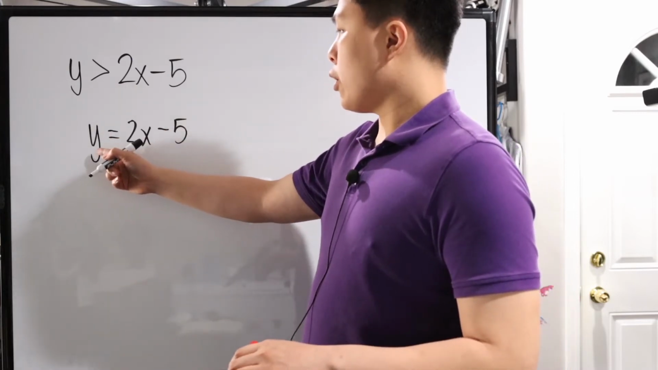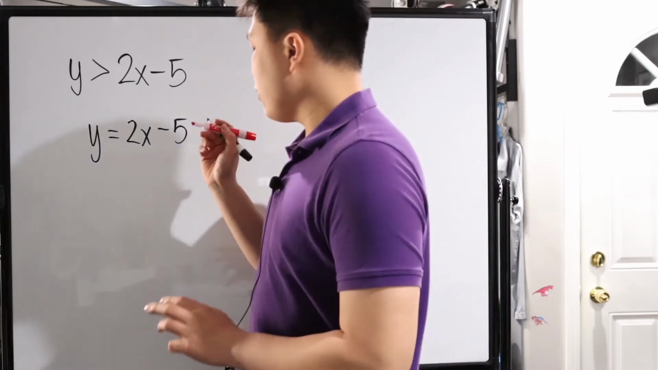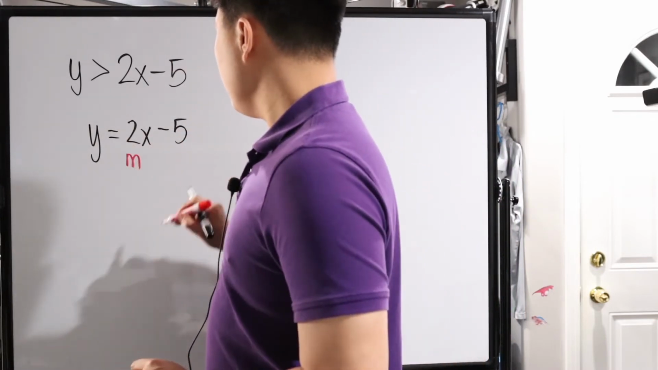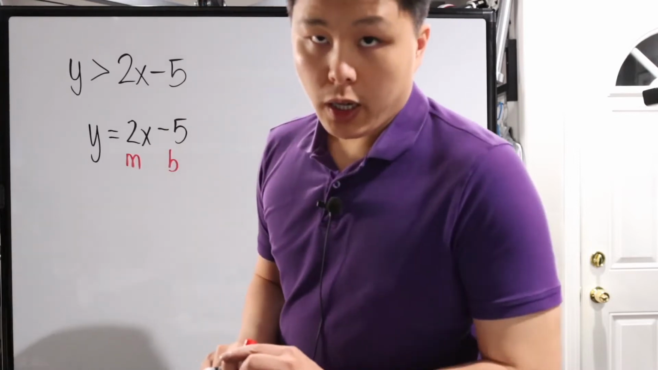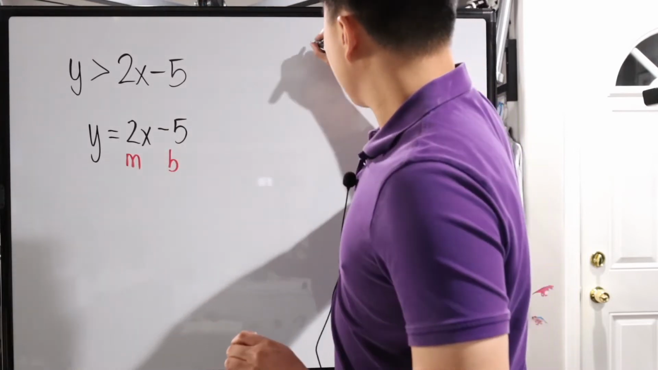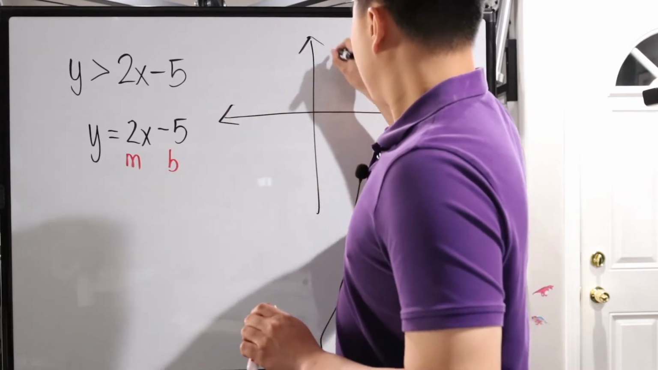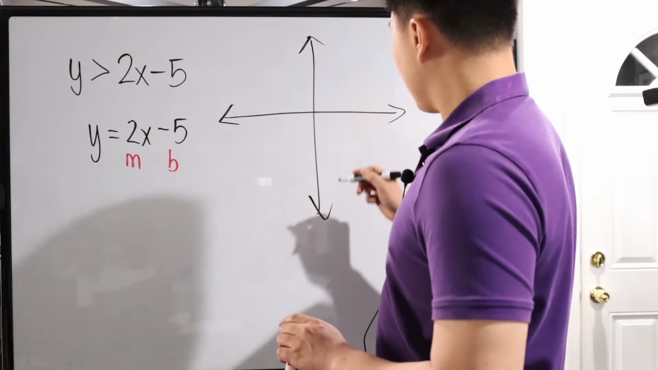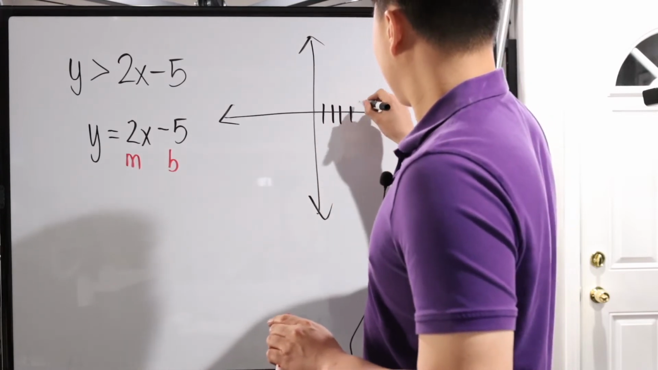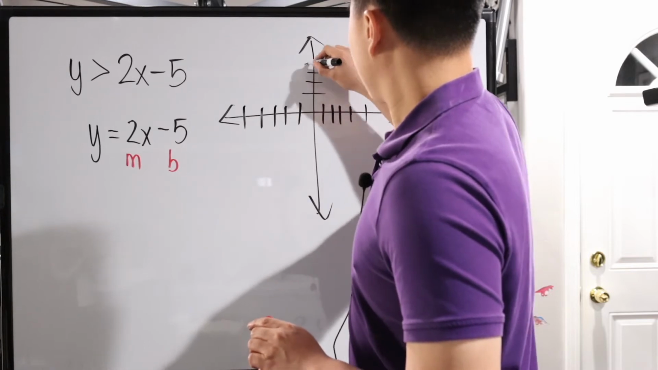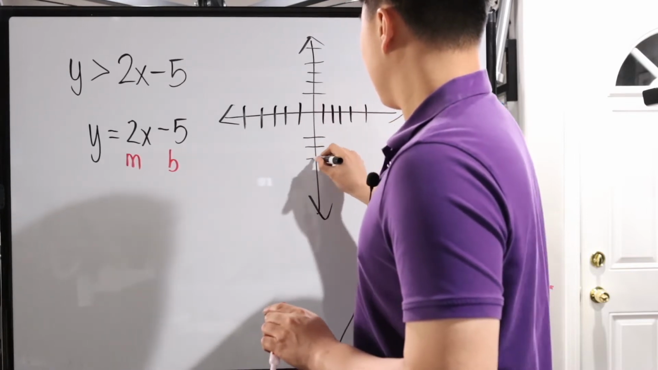So this right here, y equals 2x minus 5, is our slope-intercept form. Our slope right here is going to be 2. Our intercept is going to be negative 5. So when we graph it, let's just do that right here. And what we're going to do is count 1, 2, 3, 4, 5, 1, 2, 3, 4, 5, 1, 2, 3, 4, 5, 1, 2, 3, 4, 5.